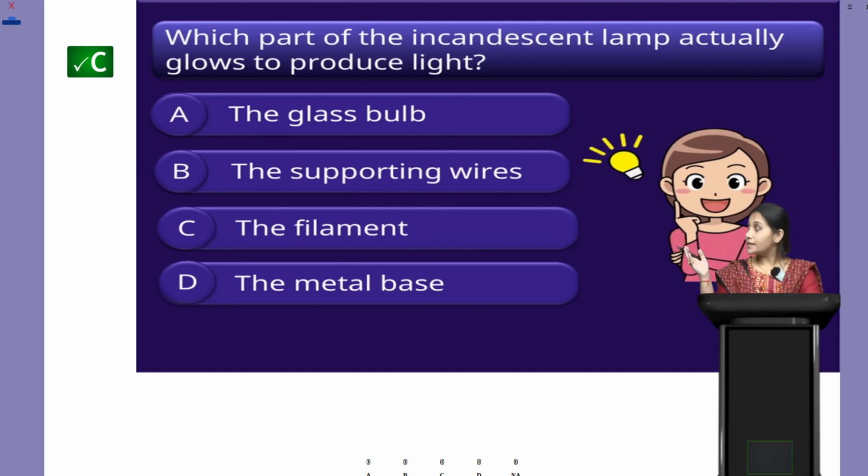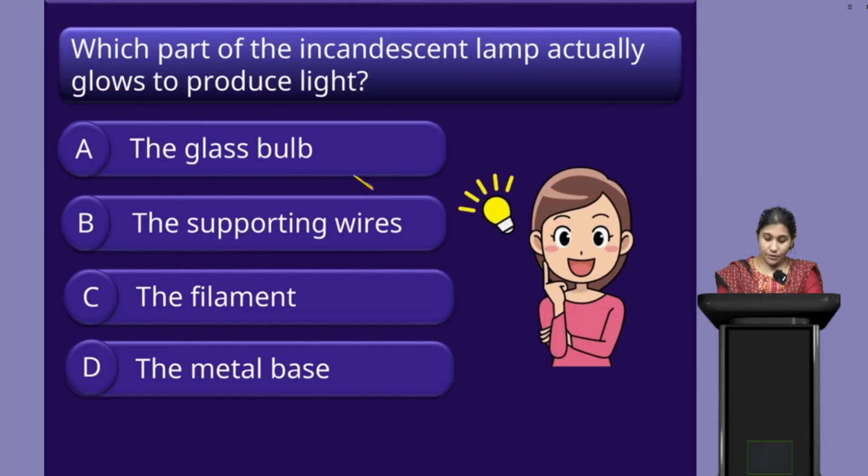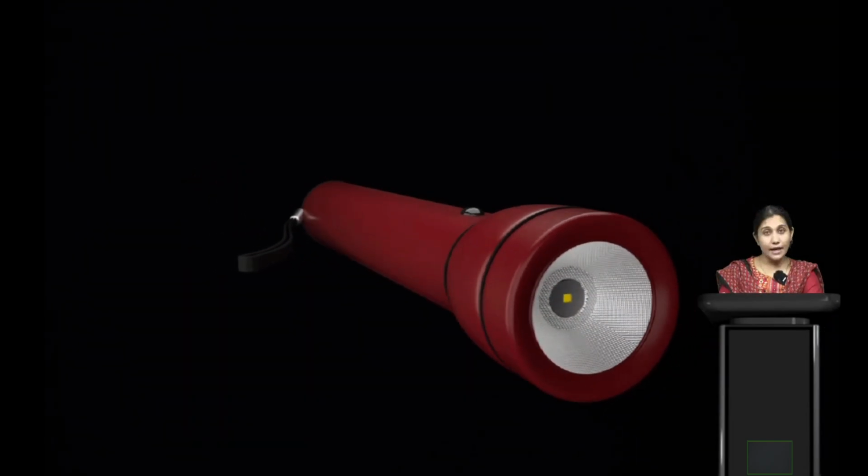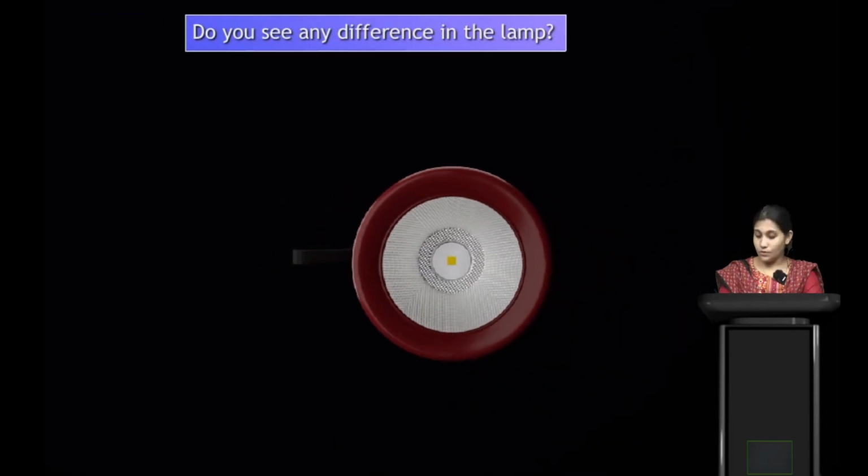Which part of the incandescent lamp actually glows to produce light? Which part produces light? This one is the filament. This small thin wire is connected to these two thick wires. From this thin wire, the light is produced, and this thin wire is called the filament, isn't it? So let's continue. This one is another torch, isn't it?